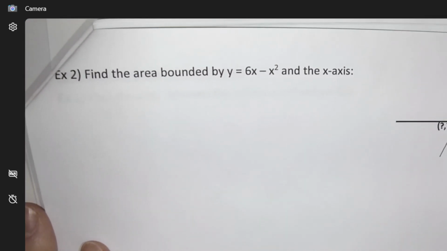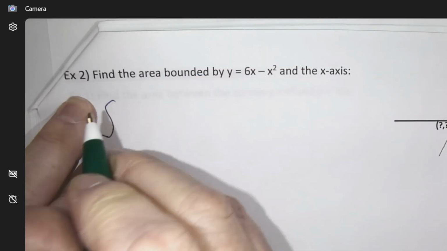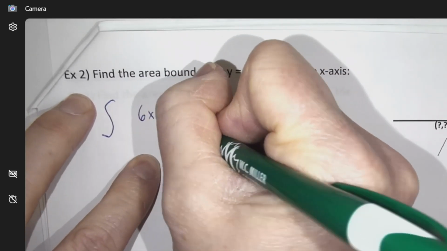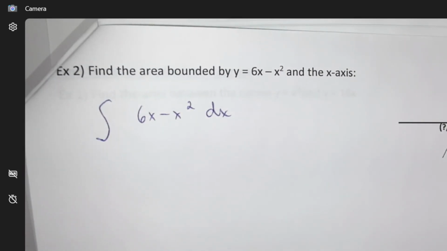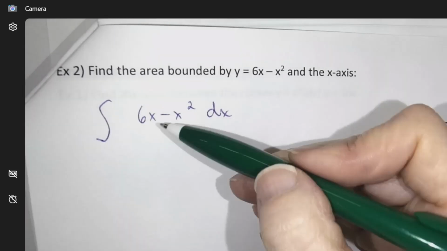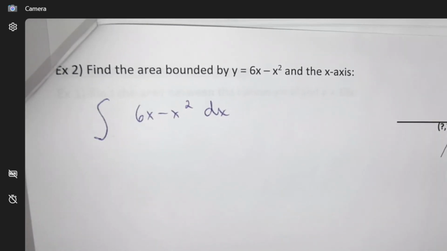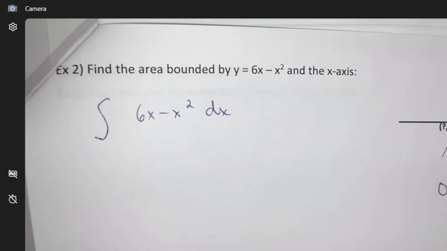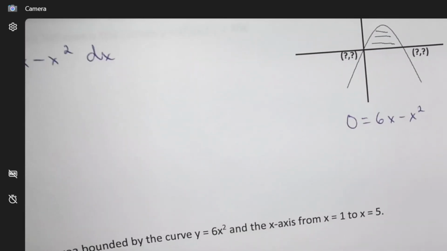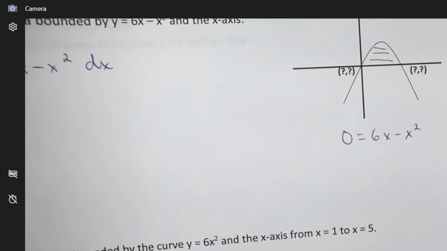Okay, number 2, find the area bounded by this and the x-axis. So I'm going to integrate this equation with respect to x. But this time, the question didn't give me boundaries. So we're going to have to figure out the boundaries ourselves. When I hit the x-axis, all I need to know is where does this equation equal 0?